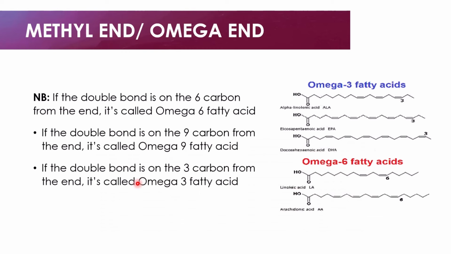So what you have to note is that if the double bond is on the 6th carbon atom from the end, it's called omega-6 fatty acid. If the double bond is on the 9th carbon from the end, it's called omega-9 fatty acid. And if the double bond is on the 3rd carbon from the end, it's called omega-3 fatty acid. Now let's look at these examples. This is the methyl end of this fatty acid. From this, we can see that the first double bond is on the 3rd carbon atom: this is the first, the second, and the third. So this is called omega-3 fatty acid. And here too, the double bond is on the 3rd carbon atom, the first, second, third. So this is also called omega-3 fatty acid.